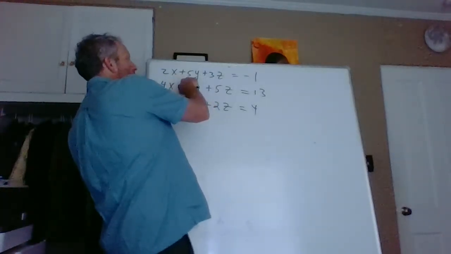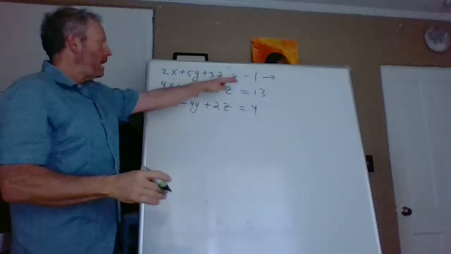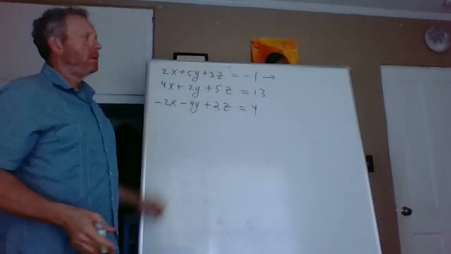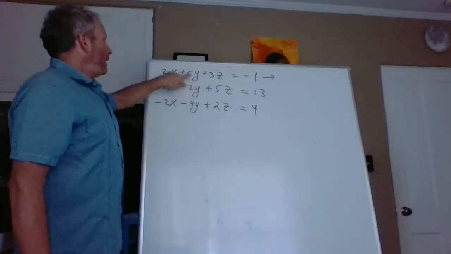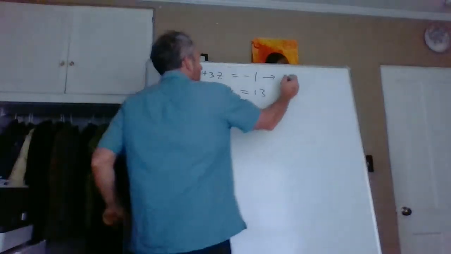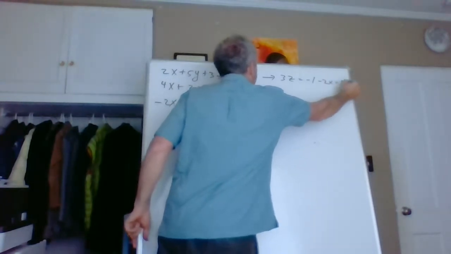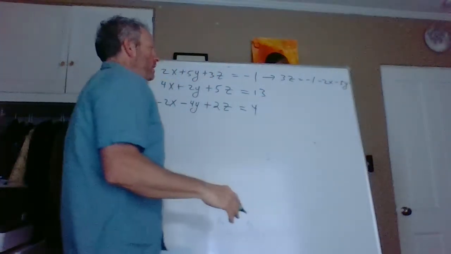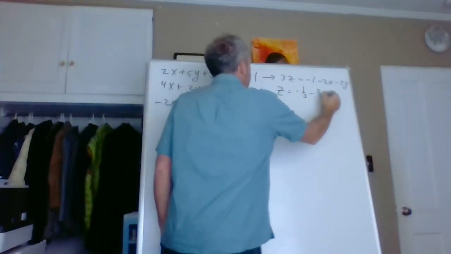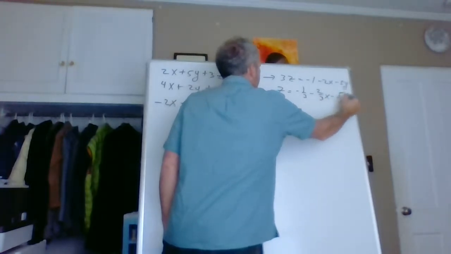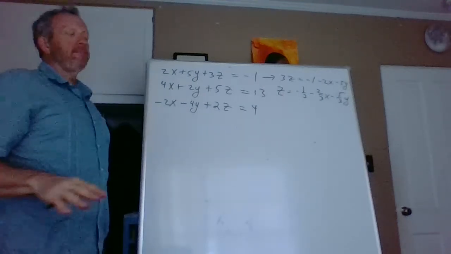We can subtract 2x and 5y. So I don't have a lot of room to work here, but this arrow is not a mathematical symbol. I'm just trying to say this first equation becomes, when I subtract 2x and 5y from both sides, 3z equals negative 1 minus 2x minus 5y. And let's divide both sides by 3. So we get z equals negative 1/3 minus 2/3 x minus 5/3 y. Now there's step 1. Not too bad.